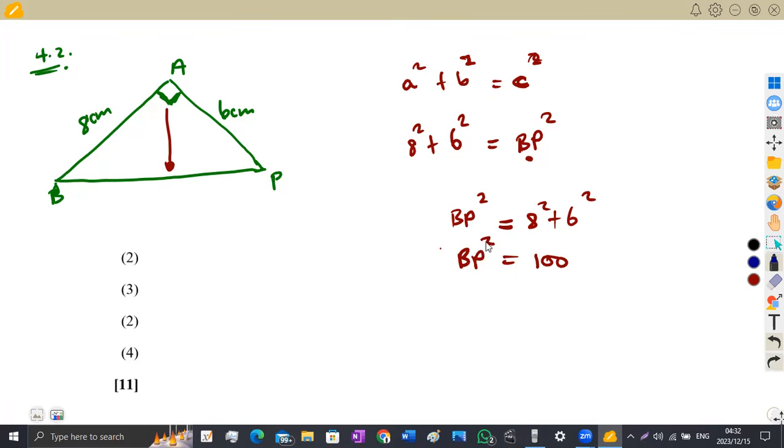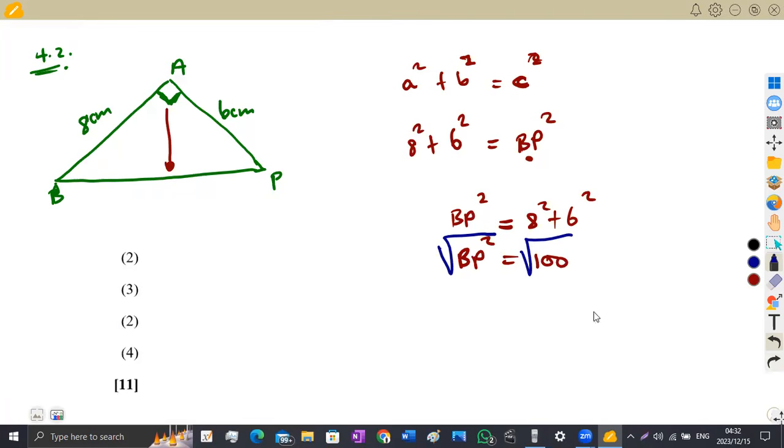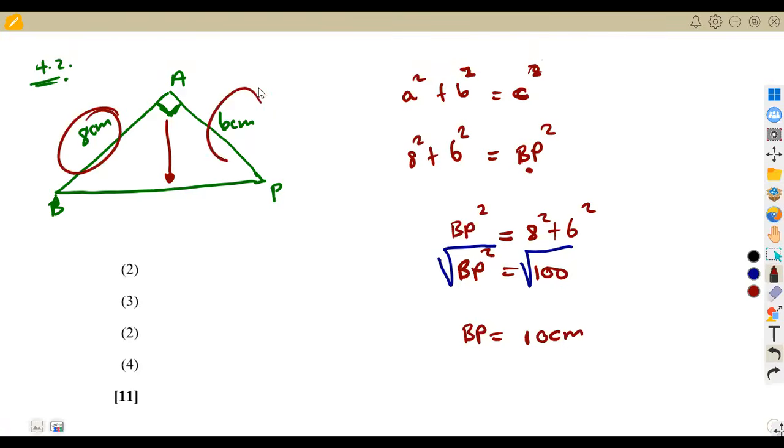Whenever you have a square, to remove that square, you introduce the square root on both sides. That is to remove the square, right? The square is simply removed by the square root, which is the opposite. So the square root of the answer that you have is going to be 10. So BP is going to be equal to 10. All right, so this is in centimeters. You're supposed to maintain the unit of measurement that you're given before. So this is 10 centimeters.